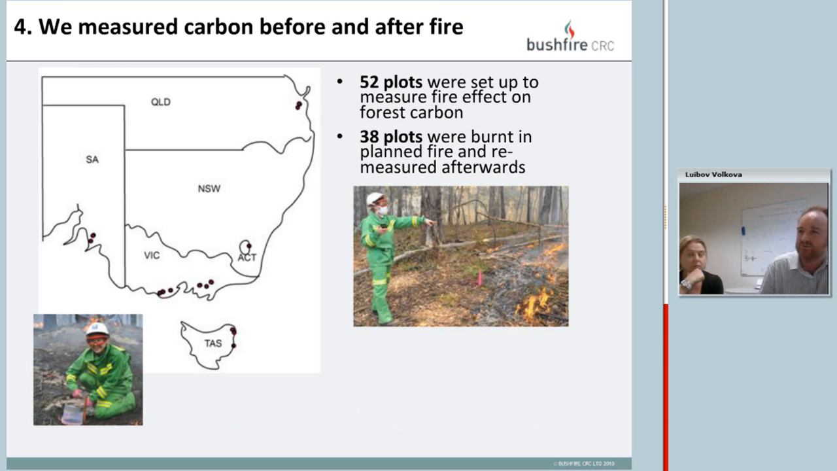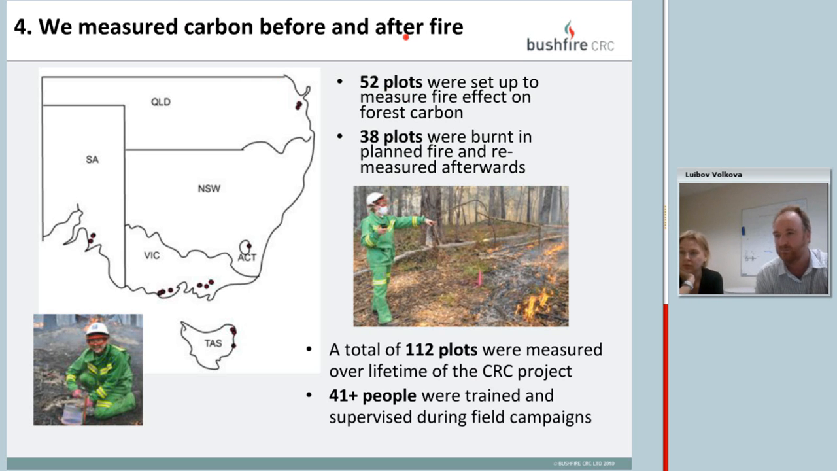Okay, a few aspects of how we set out to measure carbon. We put in place what are called before and after measurements of carbon. We use standard inventory techniques to measure carbon in different forest pools, which I'll go into in the next slide. And we established more plots than were burnt. So 52 plots were measured. Only 38 of these were burnt in the end.